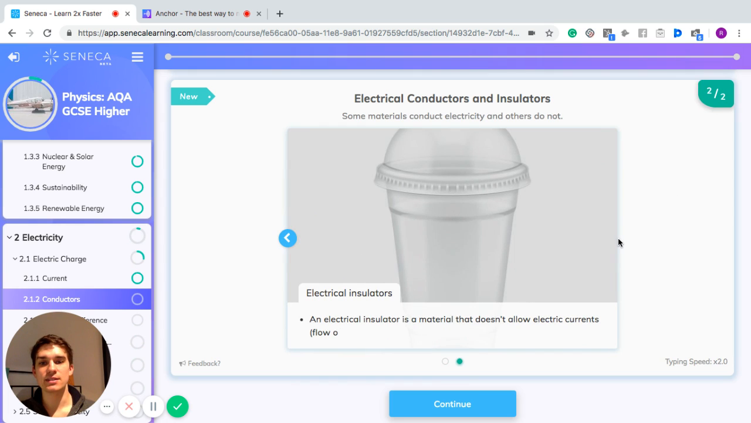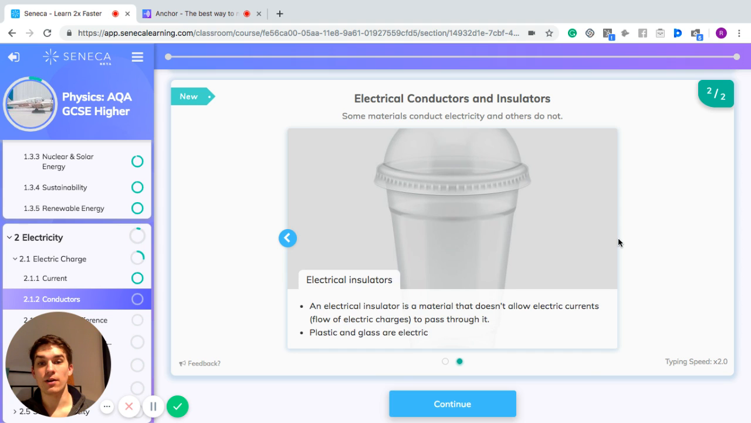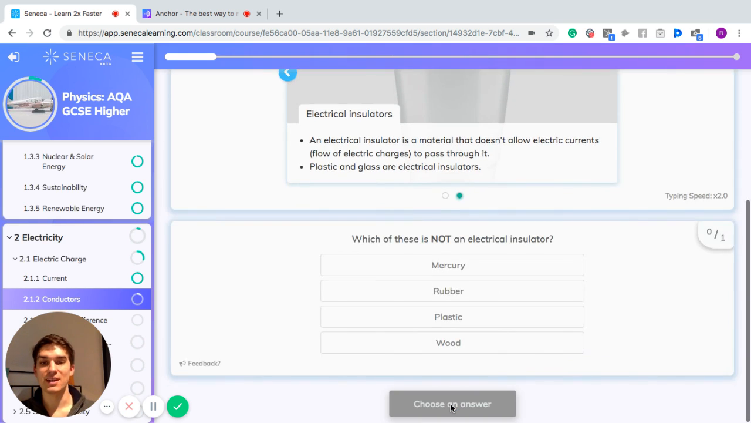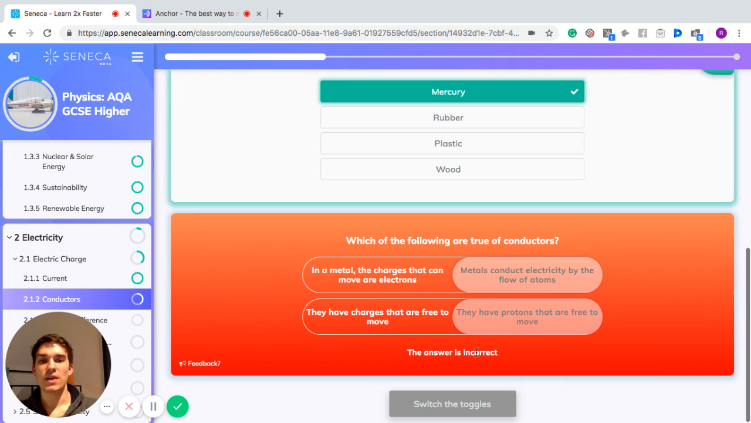Electrical insulators are materials that don't allow electric currents or the flow of electric charges to pass through them. So plastic and glass are two examples of electrical insulators. Some examples of electrical insulators again would be rubber, plastic and wood. All metals are electrical conductors, so even metals like mercury, which are liquid, will conduct electricity.